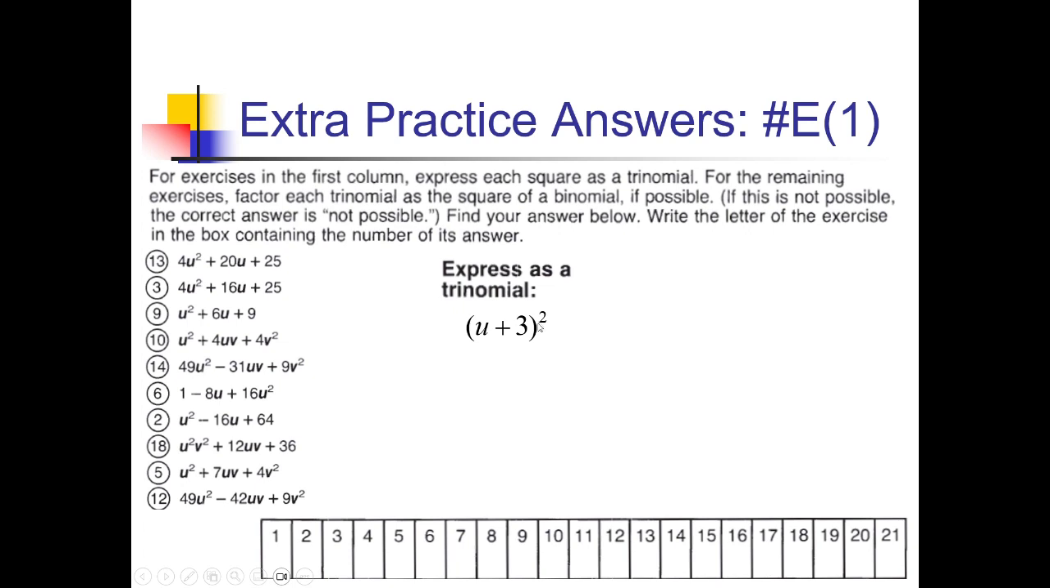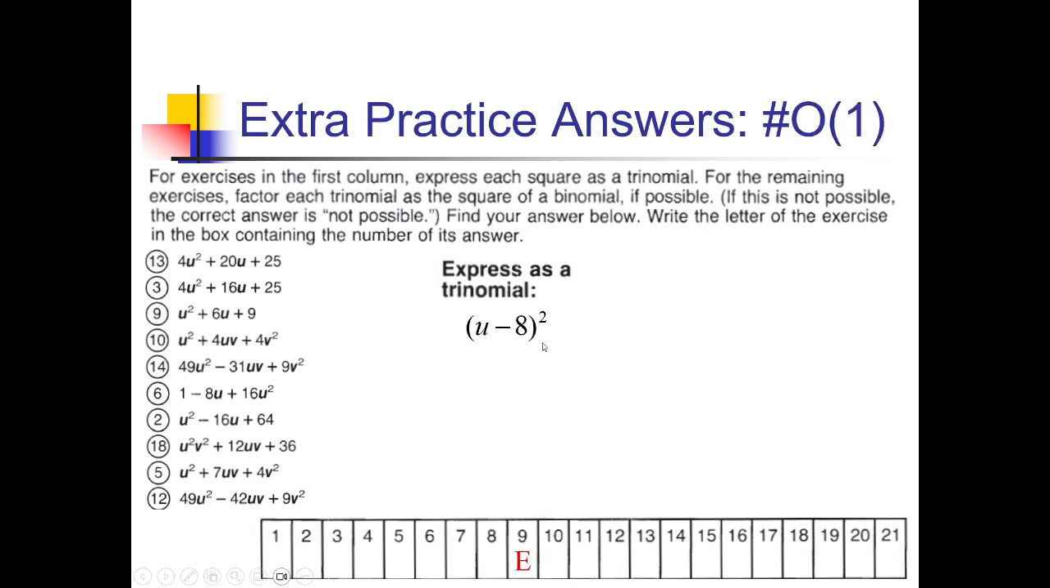For this problem, and really all the rest like it, we're going to use our shortcut, a squared plus 2ab plus b squared. Basically, we're going to square the first thing, multiply these two things together and double it to get the middle term of the trinomial, and then square the second thing to get the last term of the trinomial. So u squared is just u squared, squaring the first thing. Multiplying these together and doubling it, so this is going to be 3u times 2, which gives us 6u, positive 6u, and then 3 squared gives us 9. Matching that up over here, I see option 9 has that, so that means I'm going to put an E, because this was problem E, next to 9 down in my box below.